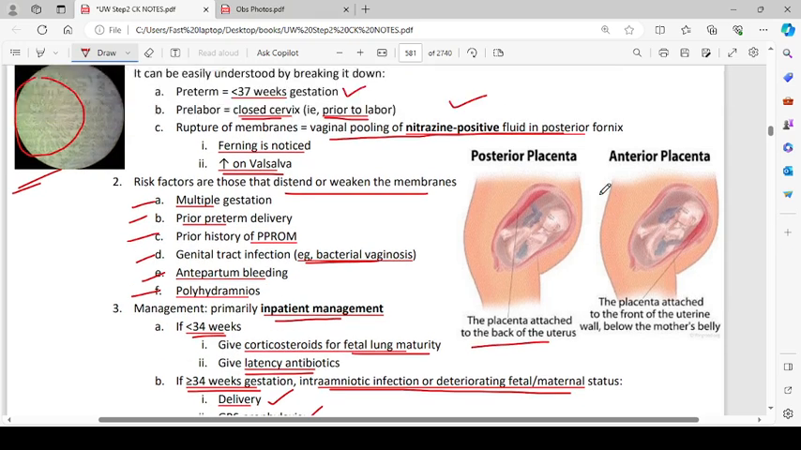Here you can see that the placenta is attached to the back of the uterus, and in this situation it is posterior placenta, and in anterior placenta the placenta is attached to the front of the uterine wall below the mother's belly.